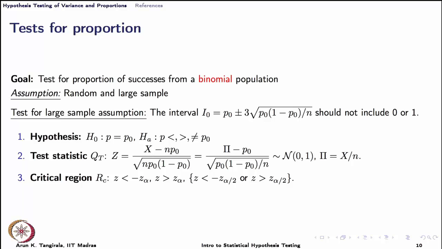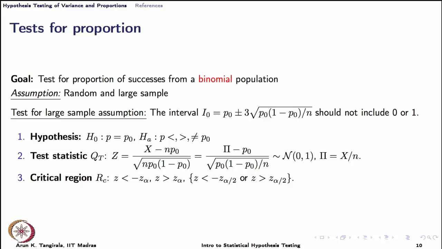This is a one sample test for proportion of successes from a binomial population, and the assumption is that we have a random sample as usual and that the sample size is large. The sample size large assumption can be tested based on the sample size, which is n, and the postulated probability. If this interval, p naught plus or minus 3 times root of p naught times 1 minus p naught by n, includes 0 or 1, then you can say that the large sample assumption is violated.